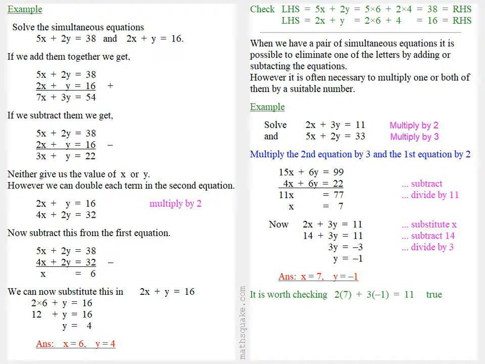Now it's worth checking. For the first equation we have 2x plus 3y. That's 2 times 7 plus 3 times minus 1, which is 14 minus 3, which is equal to 11 as required. And for the second equation we start with 5x plus 2y. So that's 5 times 7 plus 2 times minus 1, which is 35 minus 2, which is 33, which is what we wanted. So x is 7 and y equals minus 1 is the correct answer, and we've checked it.